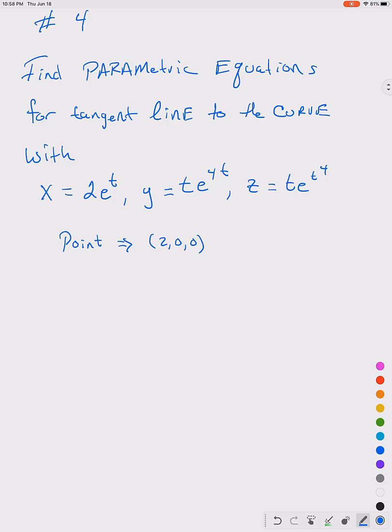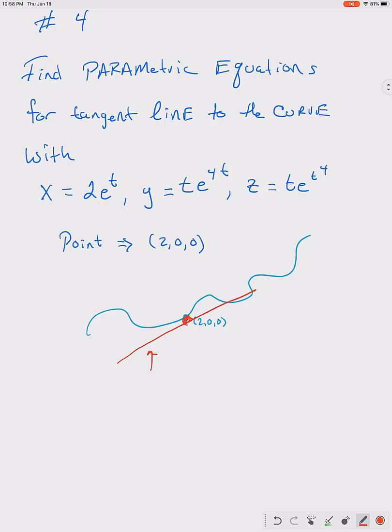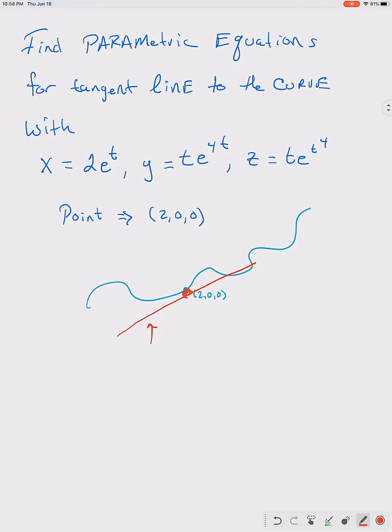So remember what they're asking for is we have some sort of curve happening, and there's this point (2, 0, 0) somewhere on that curve, and we're looking for the tangent line of that space curve just at that point. So this is what we're looking for. So how do we do that?